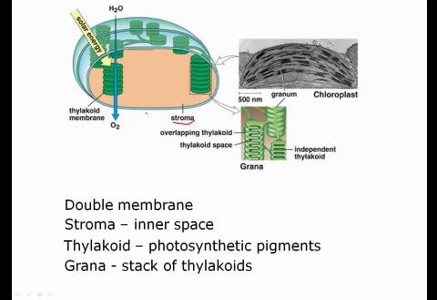Those thylakoids make up something called a grana. And this is the stack that you see here in the diagram. It looks kind of like a stack of coins. Again, this is made up of that thylakoid membrane where the photosynthetic pigments are located.